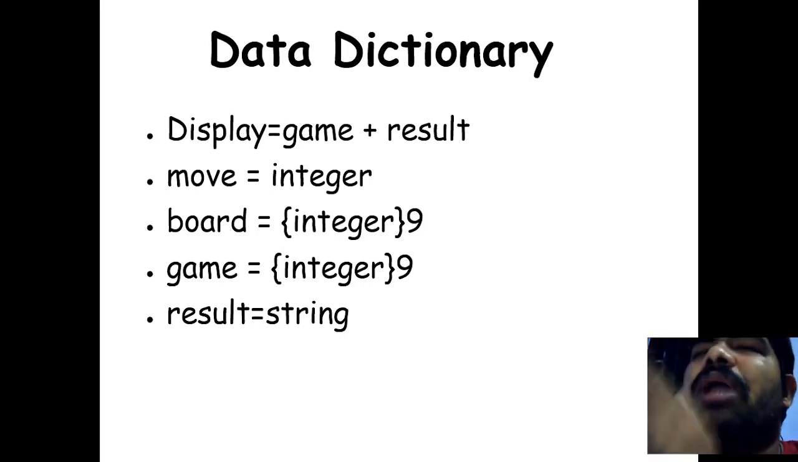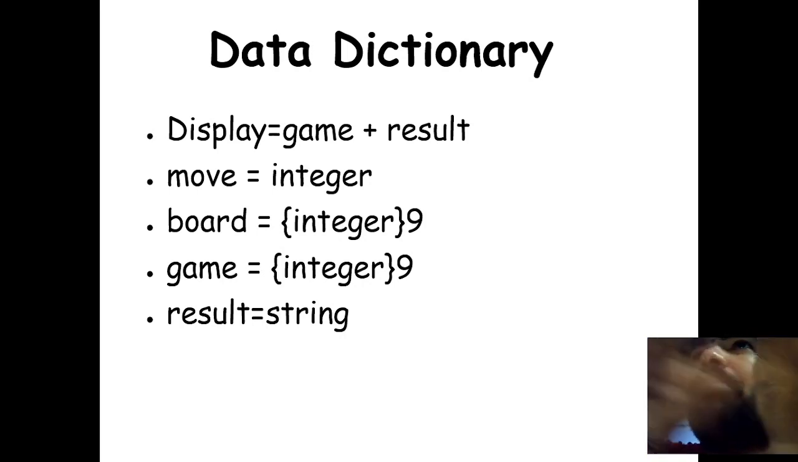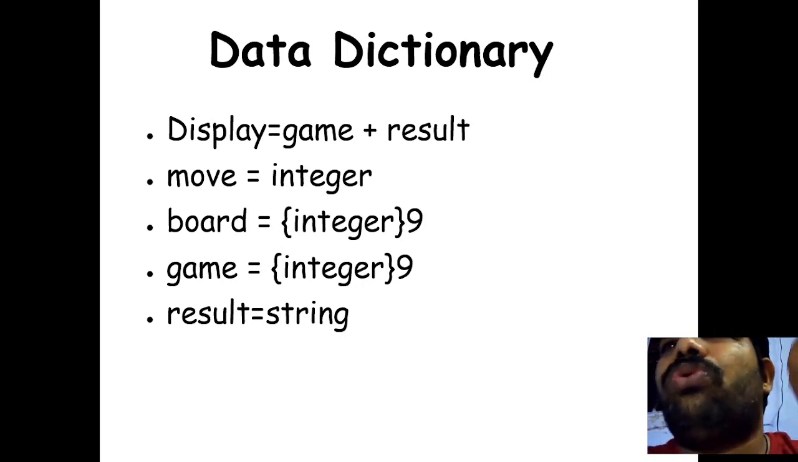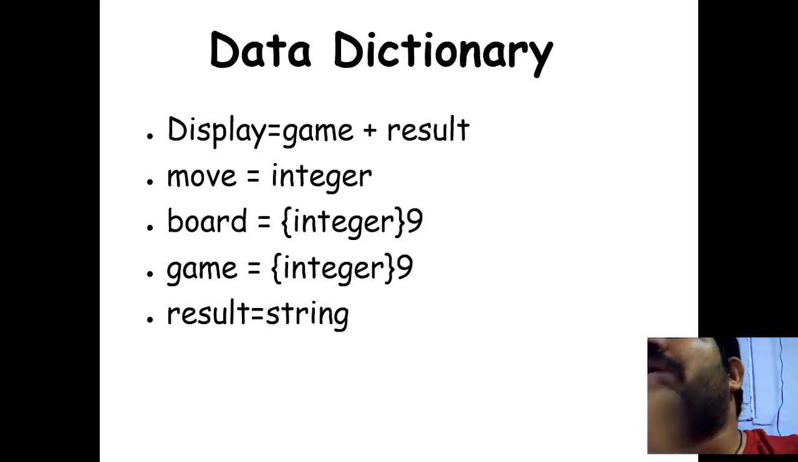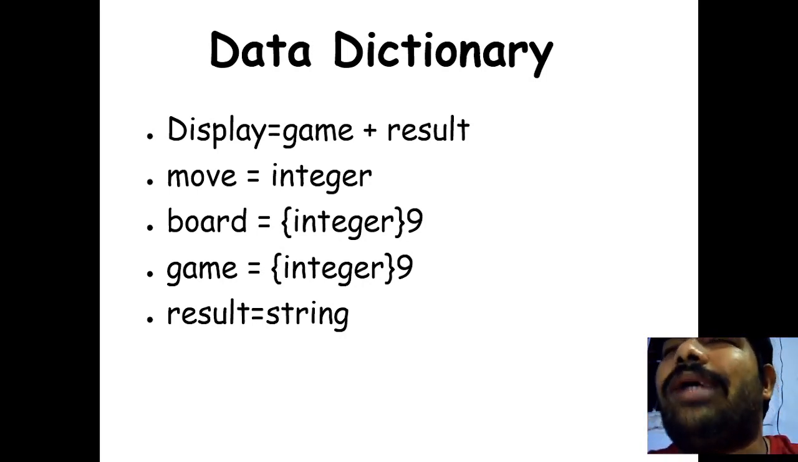Next, another data store is game, where all our movements are being stored. Then result: display equals game plus result. The final result, player 1 is the winner or player 2 is the winner, will be stored in the result data dictionary. So for a small simple tic-tac-toe game, we need to maintain this many data dictionaries. Consider a major project: how many data dictionaries will there be? That is why CASE tools are provided.